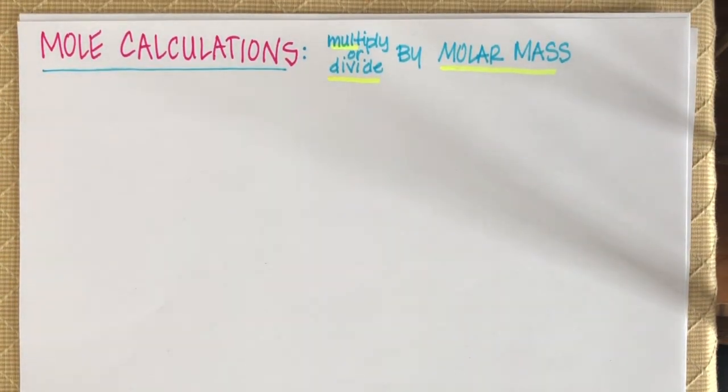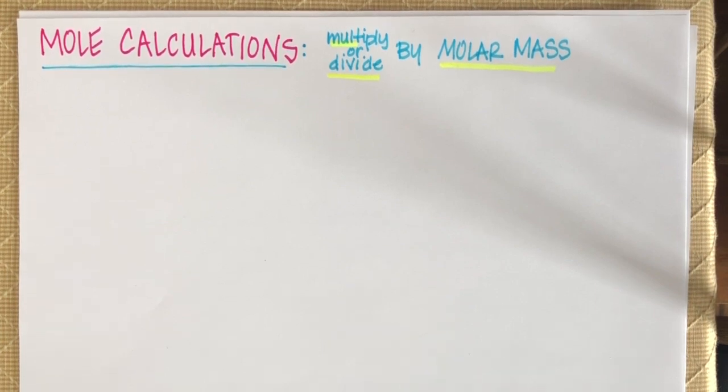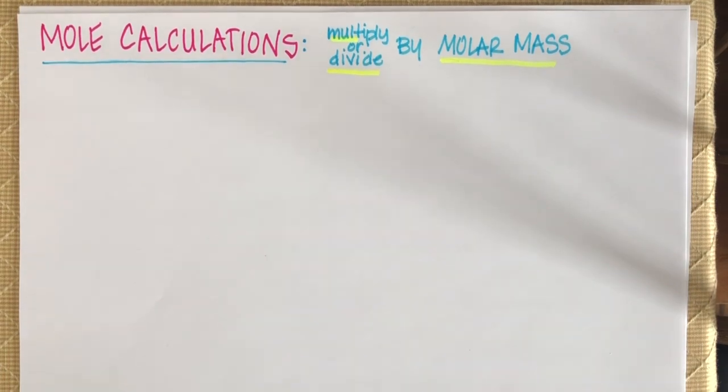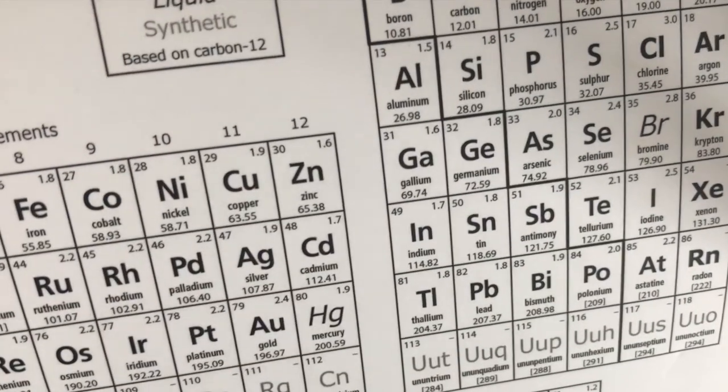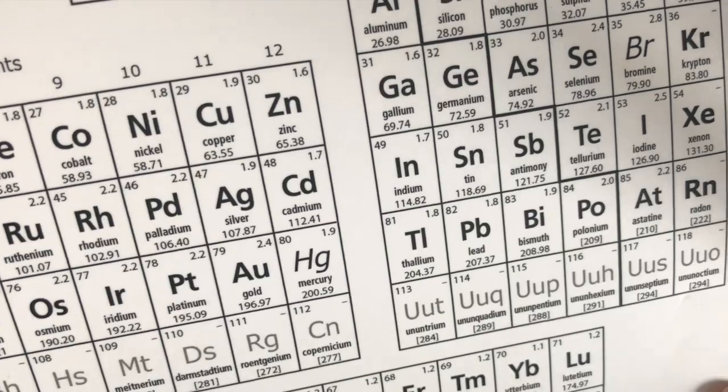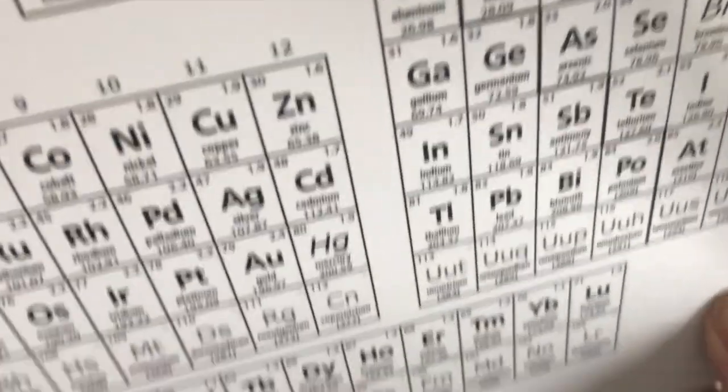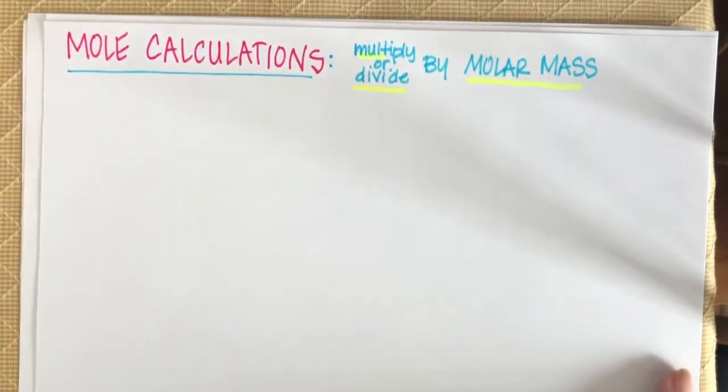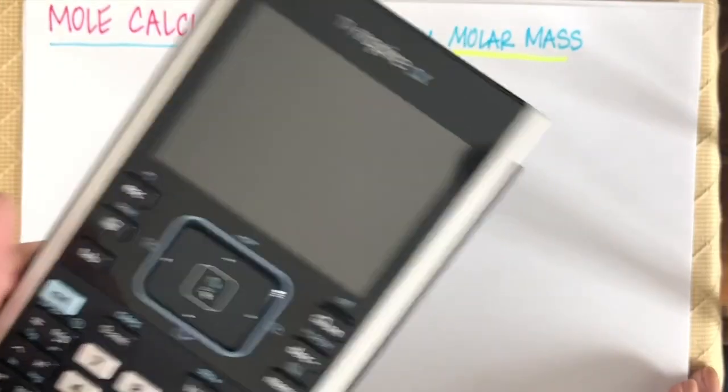This lesson is on mole calculations. Those are the types of problems you do in chemistry where you multiply or divide by molar mass. In order to do this lesson, you're going to need a periodic table because you're going to get the masses of each element off that periodic table. You're also going to need a calculator.